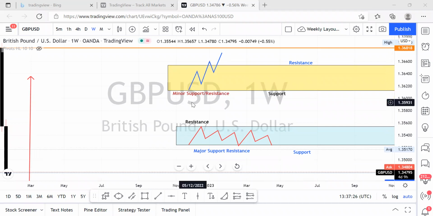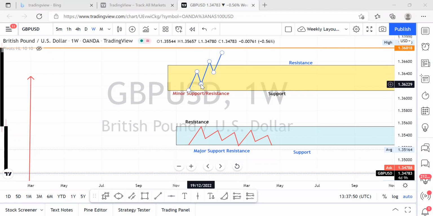As you can see on our TradingView chart, I'm currently on the GBP/USD, and I've done two examples for you. One is of a minor support and resistance, and one is of a major support and resistance. If we look at the minor support and resistance, price goes from an area to another area and doesn't come back. It keeps on either going to the upside or to the downside, but it never comes back to the same zone again. That's what we call a minor support and resistance.